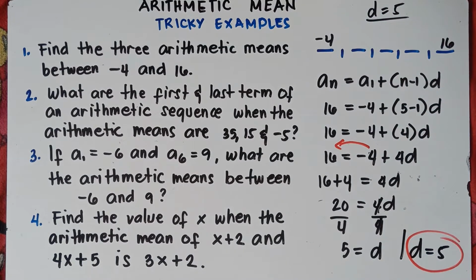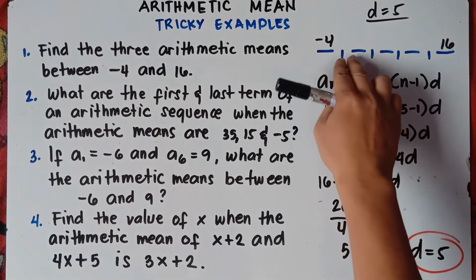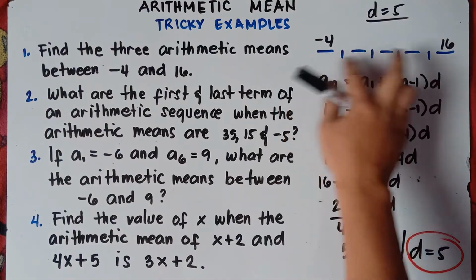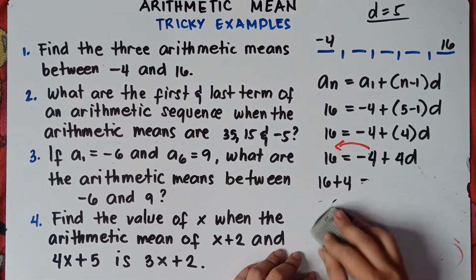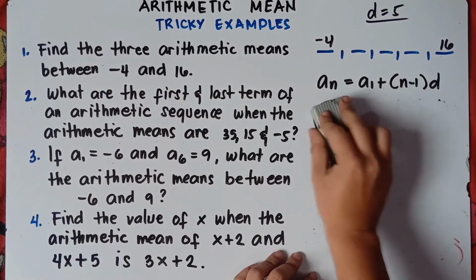Now, once you get the common difference, class, you can get the numbers between the first term and last term. So pause the video, class. I will be erasing this one because I will explain how to get these 3 terms. We already have the D, which is 5.